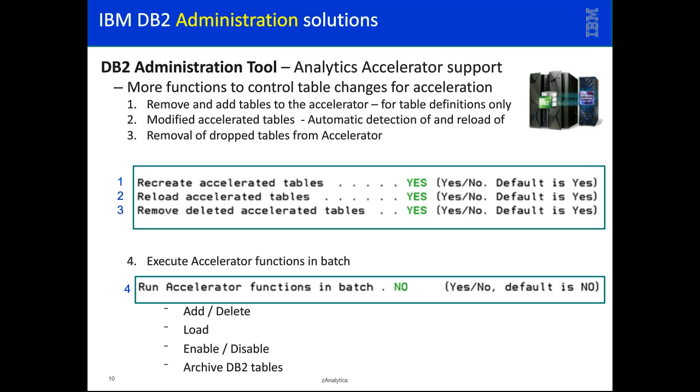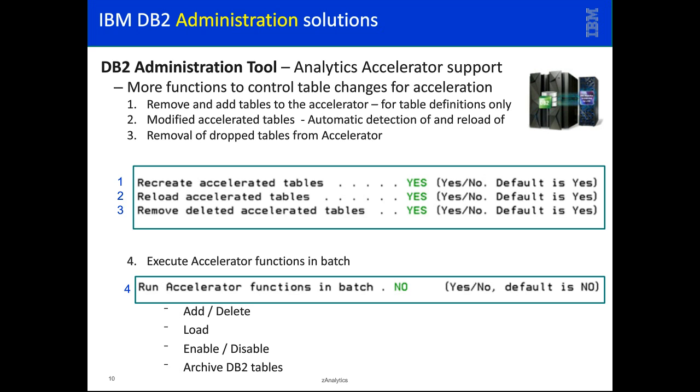In addition, customers have asked us to execute accelerator functions in batch. So think about to add or remove a new accelerator, to load data into the accelerator, to enable and disable that, and to also archive DB2 tables. This we provide to you today. Let's go to the next slide.